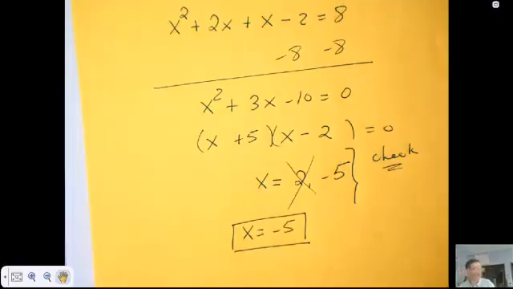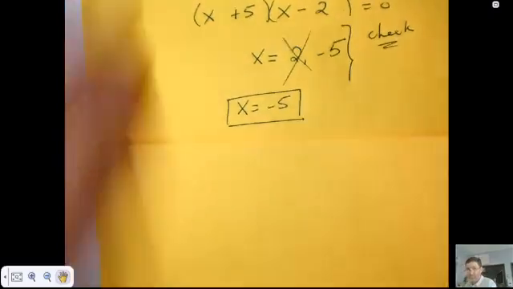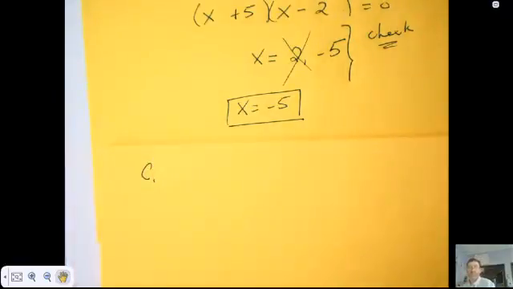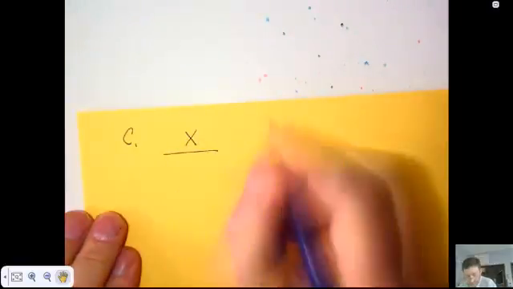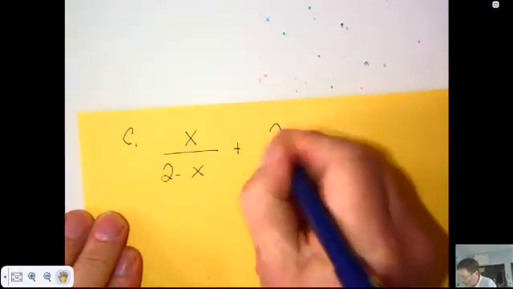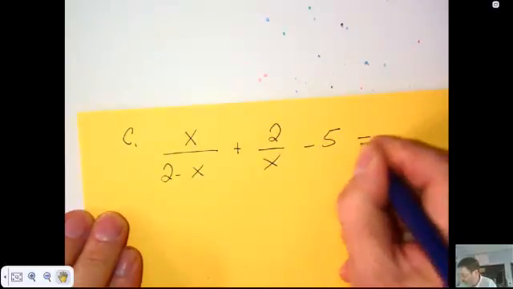All right, I've got one more, then we'll move on to the inequalities. So one more equation yet. Number, call it C, I've been doing letters. So C: x divided by 2 minus x plus 2 over x minus 5 equals 0.